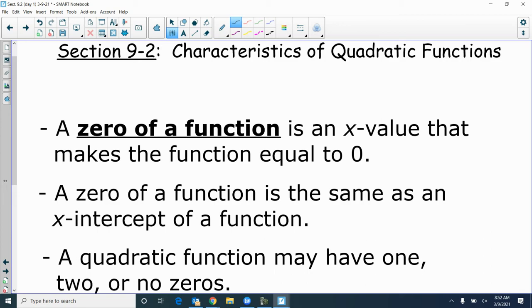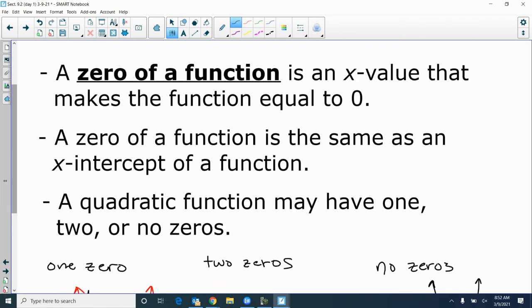Now, for a parabola, it's going to be a little bit different. What we're going to do is look at where it hits the x-axis. Those values are our zeros. Same idea: when you plug it into the equation, you get back 0. When you look at the graph, you look for the x-intercept. So a zero of a function is the same as the x-intercept of a function, okay?